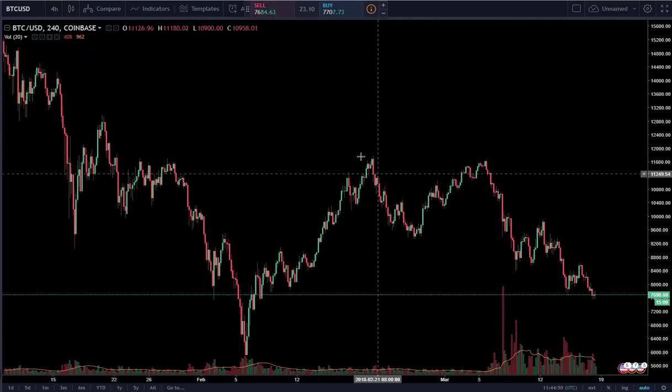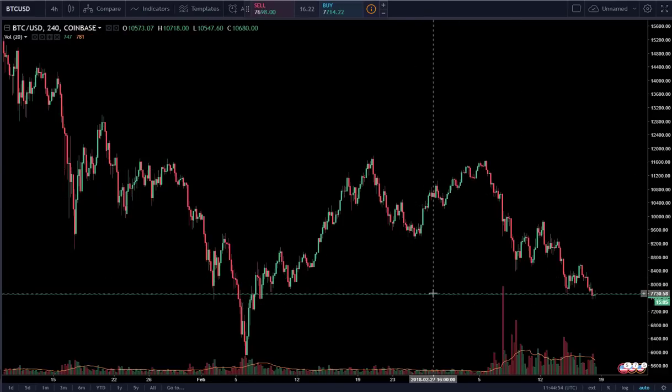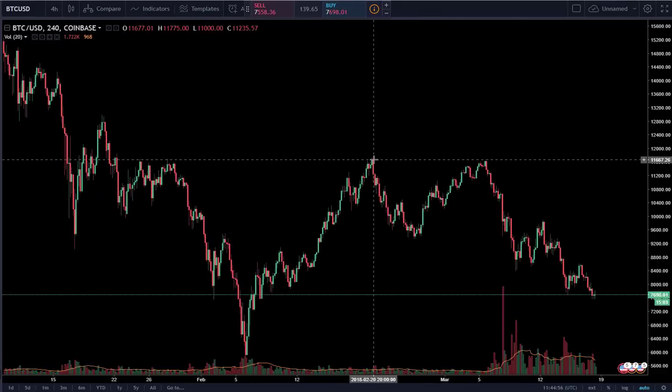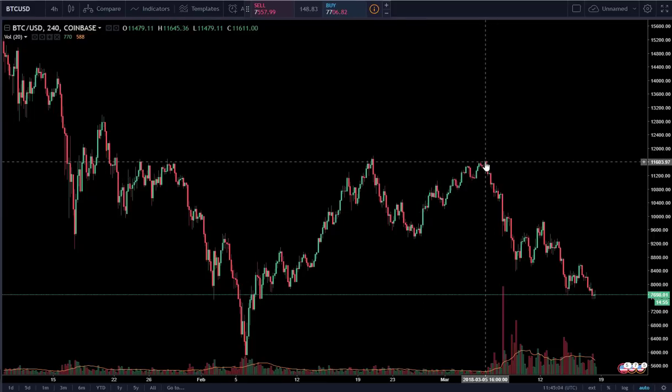Let's go ahead and zoom in to this area. Each one of these candles represents 4 hours, and we'll just go ahead and pick a place. If you notice here, the price on Bitcoin topped out at 11,600, pulled back, and pushed up again to 11,600 and topped out again.